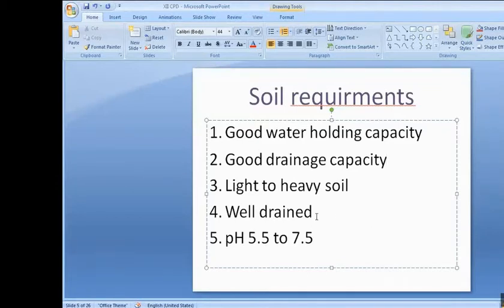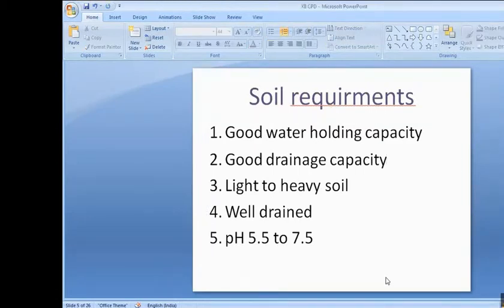Well drained means that point number 2 and 4 are almost repeated. So there should be no waterlogging condition, no water accumulation. If water is logged in the soil, in the field, then it will damage the crop. And the last one, the pH of soil should be 5.5 to 7.5. You know the detail about pH: when it is 7, it is neutral. Below 7, it is acidic. Above 7, it is alkaline. So wheat requires 5.5 to 7.5 pH. You can remember that in every slide, every point, answers are given in points.